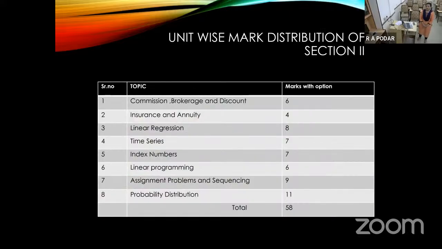So if we look overall at the topic-wise distribution of section 2, we have a total of 8 topics. And if we have seen the marks with option, the first 8 topics, if we add these, we have 58 marks. But when we think about the weightage of paper 2, it has only 40 marks.